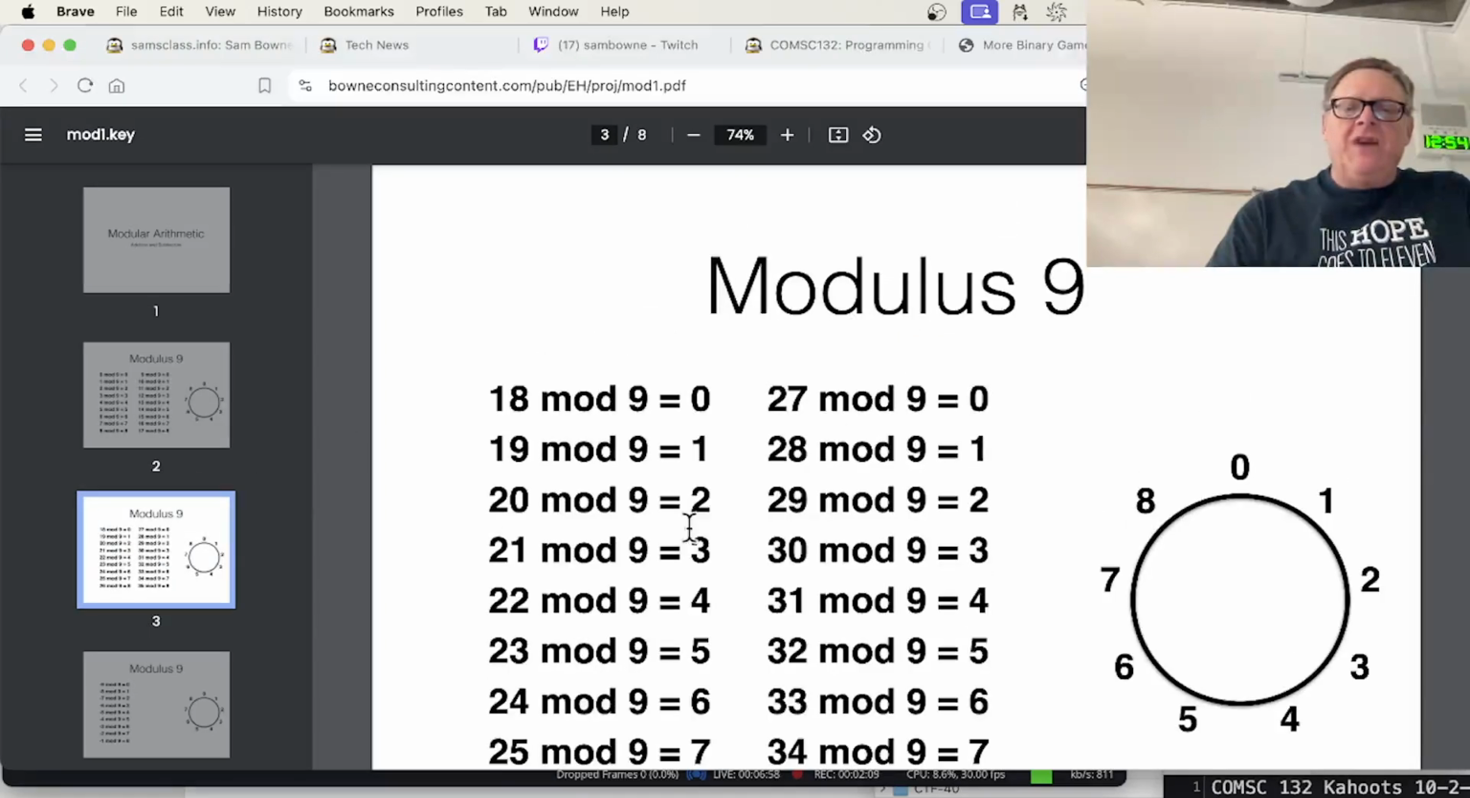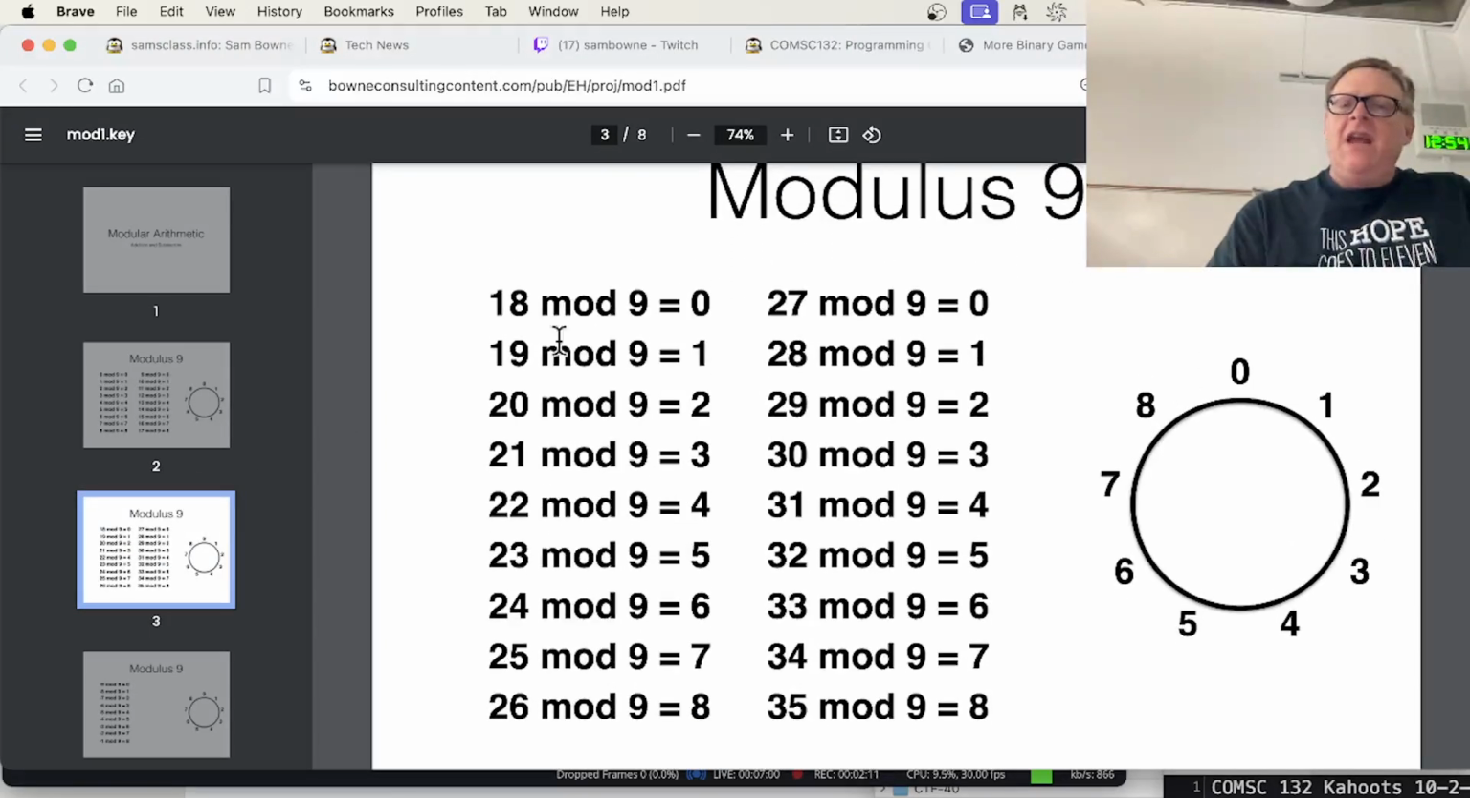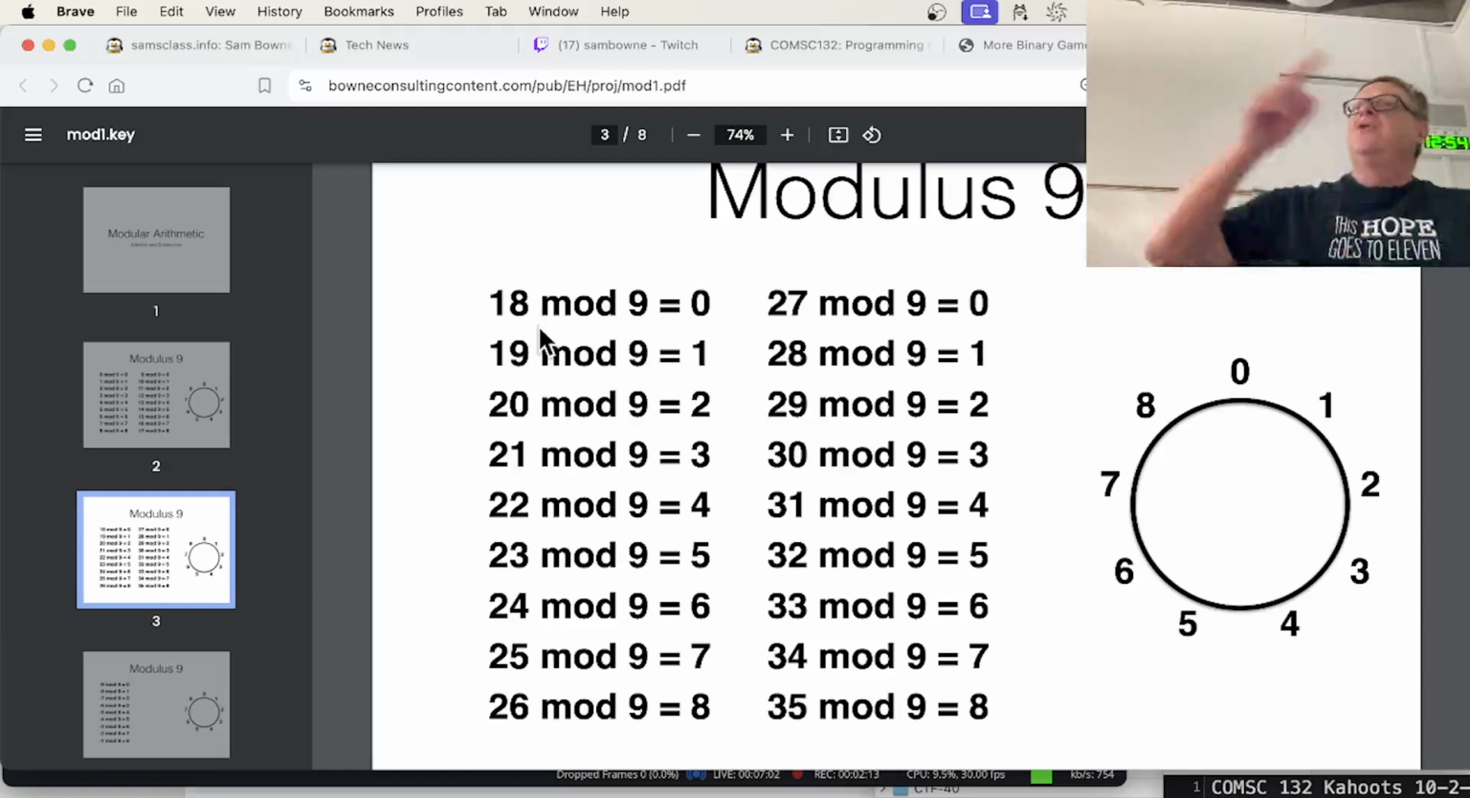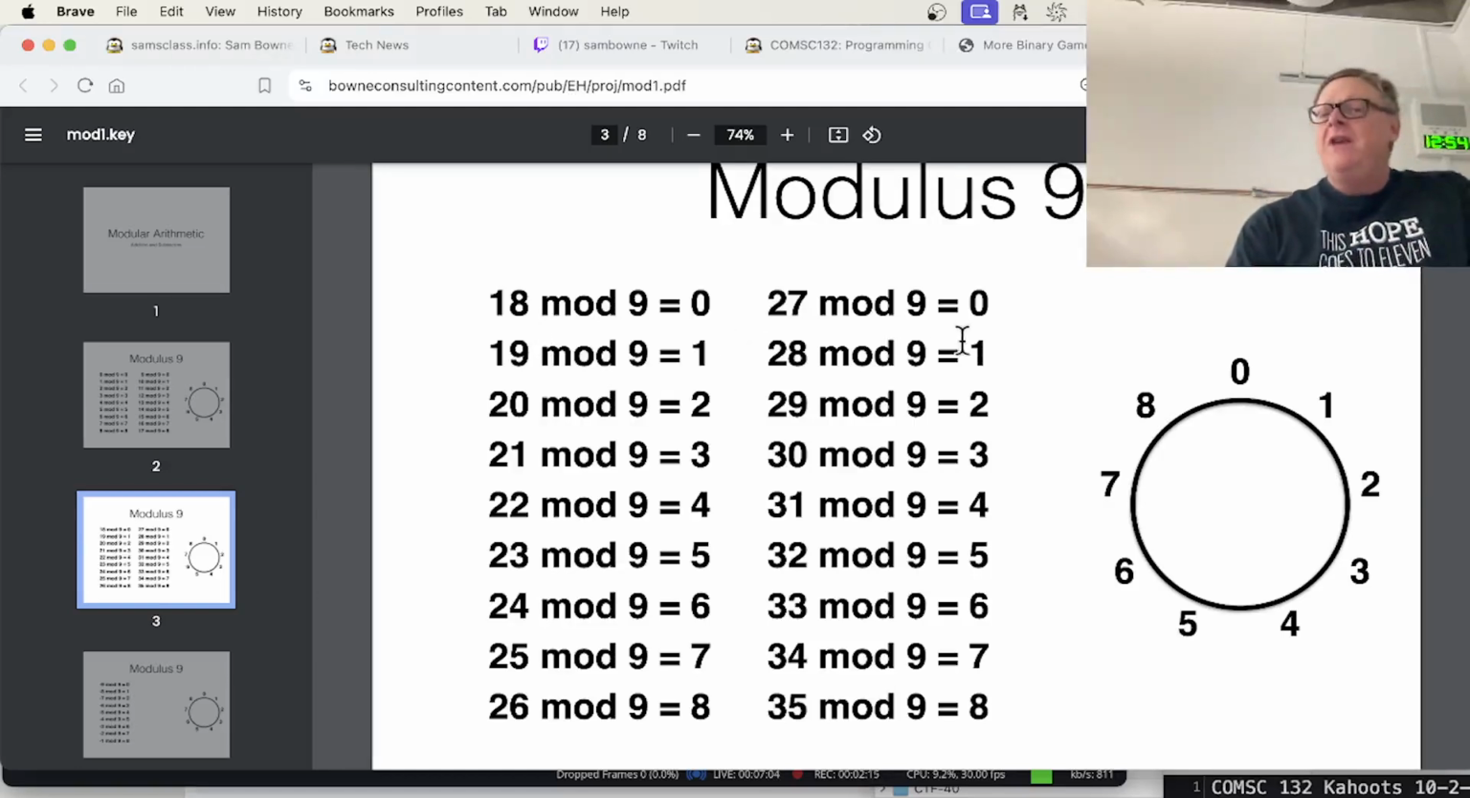So for example, here are the higher numbers in mod 9. 18 is 2 complete circles around, so it's still 0. 27 is 3 times around, that's still 0. So 28 is 1 because it's 1 after a multiple of 9. 28 divided by 9 is 3 with a remainder of 1. That's the mathematical way to do it. You could also do it by just sort of imagining yourself walking around and around this circle.